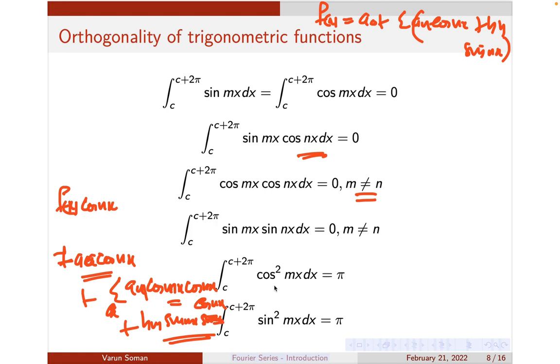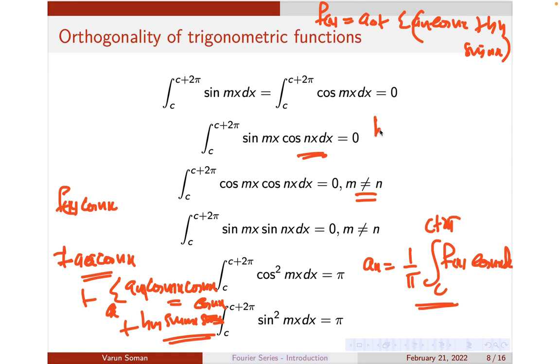The derivation is not required for you, you just need to know the formula, but the formula is coming through this approach only. I will write down the formula for you. The formula is very simple. It is 1 by pi into the integral from c to c plus 2 pi of f of x into cos nx dx. This is the formula for an. If you want to find an, multiply your f of x with the coefficient of an, f of x into cos nx, and integrate. That's the value. Similarly, if you want to find the value of bn, it is simply 1 by pi into the integral from c to c plus 2 pi of f of x into sin nx dx.